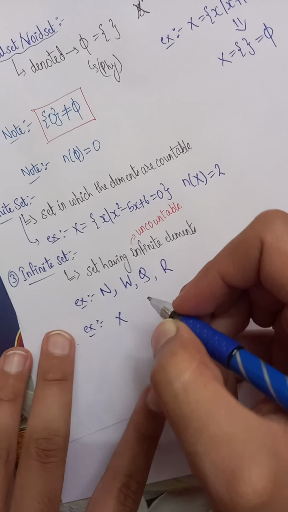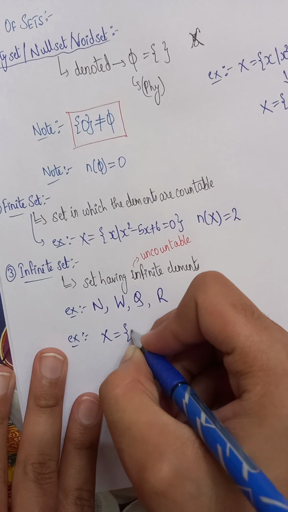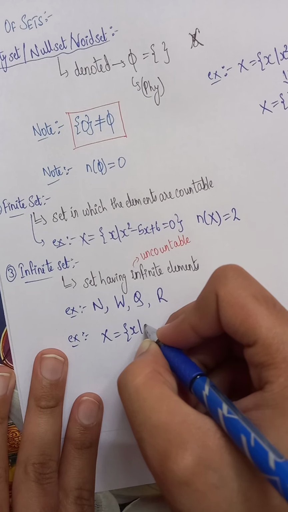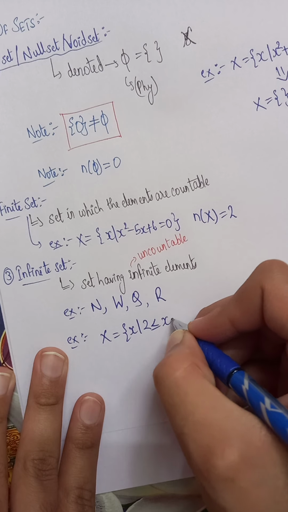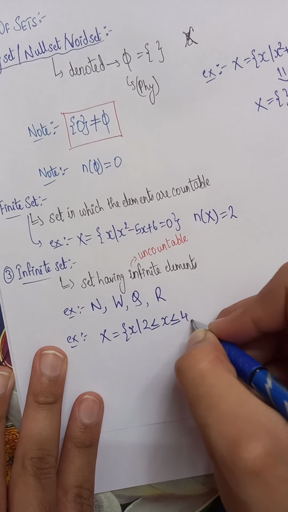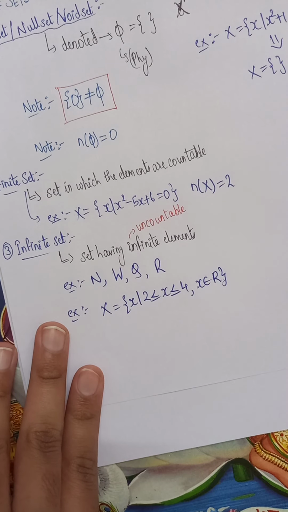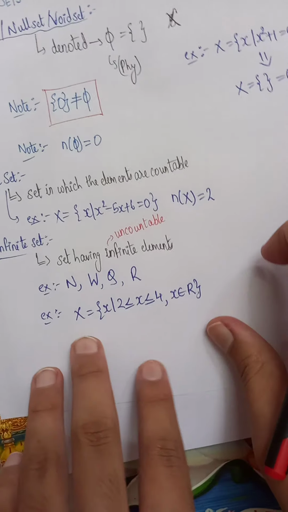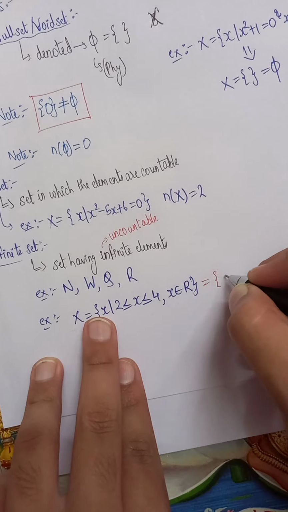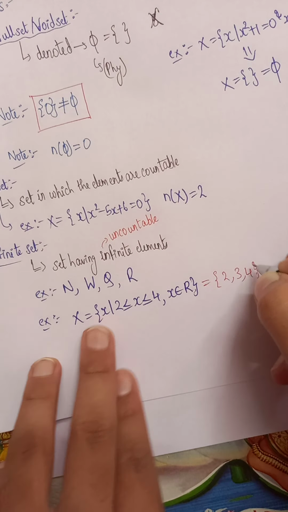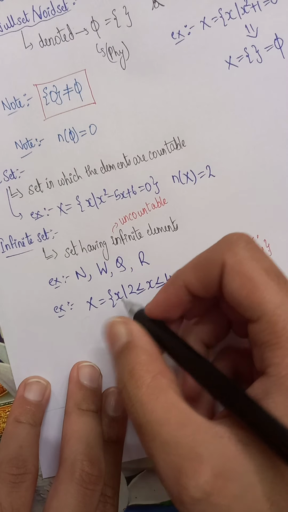Suppose I say the question is like capital X is equal to x such that x is greater than or equal to 2 and less than or equal to 4, and x belongs to a real number. So if you say, how is this an infinite set, you can tell it easily. It's like 2, 3 and 4. I would like to remind you that this is wrong. Okay, why is it wrong?